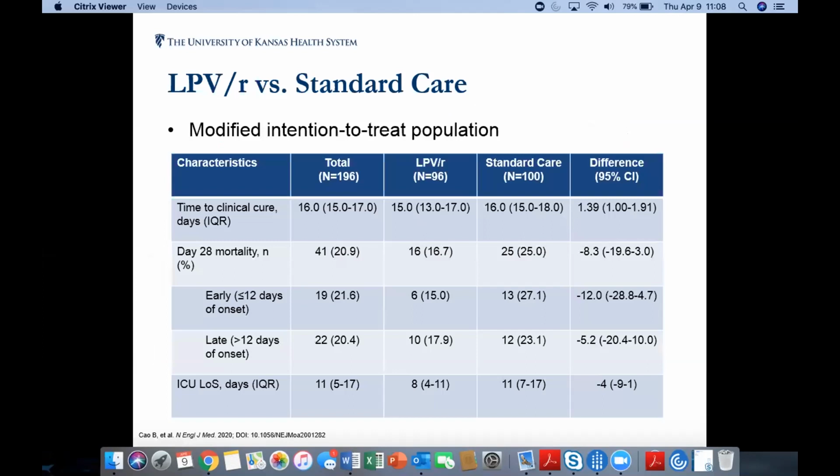When looking at the modified intention to treat population, there were 3 patients that were excluded in the Kaletra arm. So the total number went from 99 to 96. 3 patients were excluded because they died within 24 hours of randomization and never received a dose of the study drug. And so when you exclude those 3 patients, there does appear to be a trend towards a faster time to clinical cure in the Kaletra arm. There does also appear to be numerically lower mortality rates, numerically lower ICU length of stay, but the study was not powered to detect these outcomes.